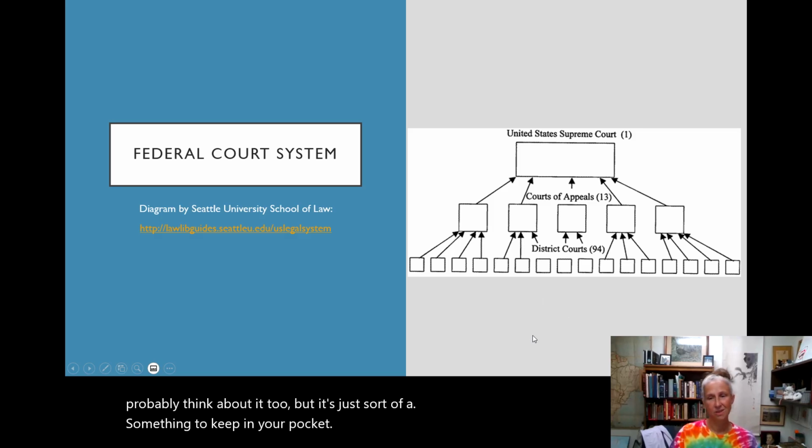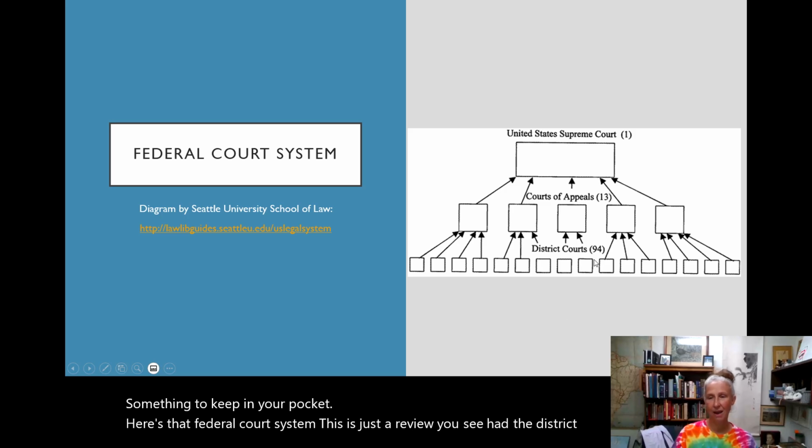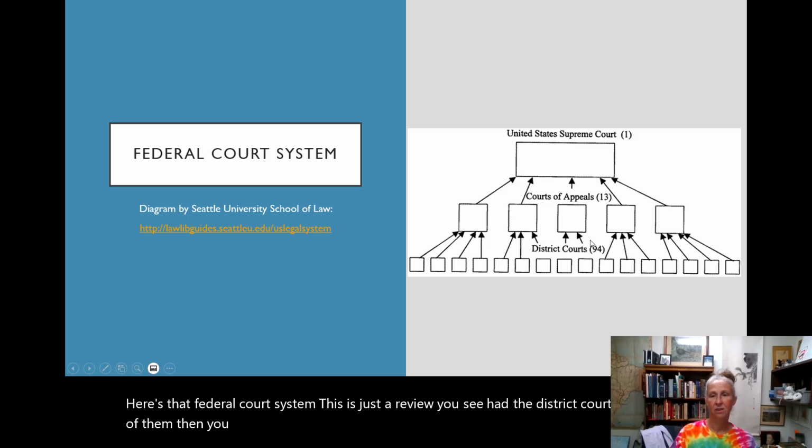Here's the federal court system. This is just a review. You have the district courts, you have a lot of them, then you have fewer courts of appeal, and then just the one Supreme Court.